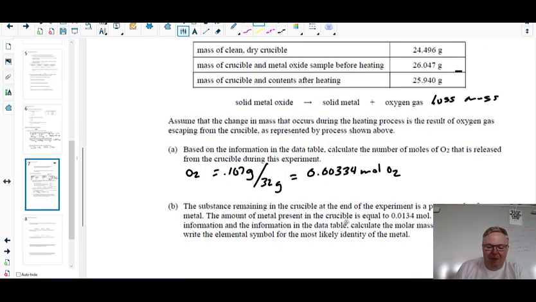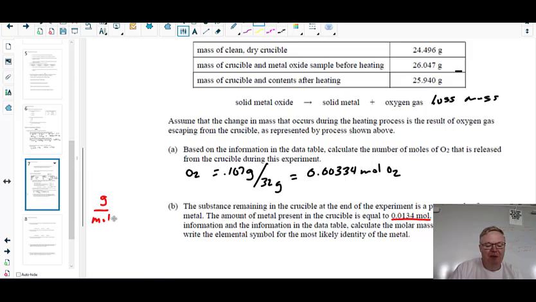All right, so for part B, it says the amount of metal present in the crucible is equal to this many moles. So what we really want to do is figure out, in order to do molar mass, we know molar mass is going to be grams divided by moles.